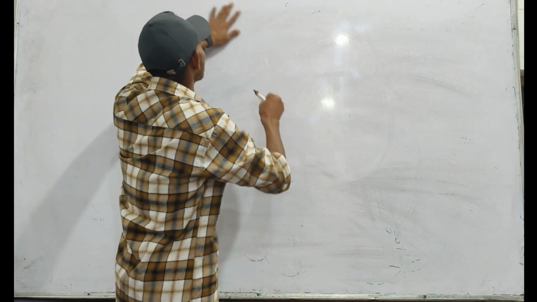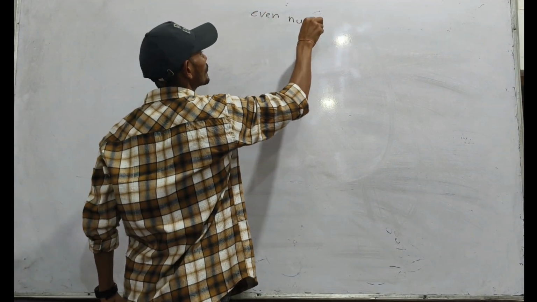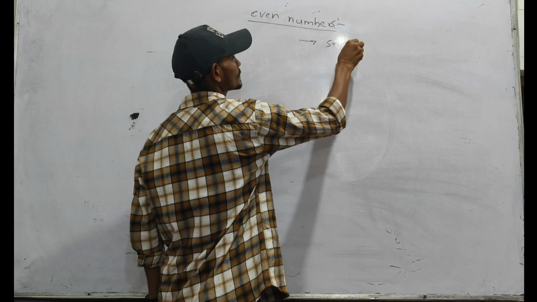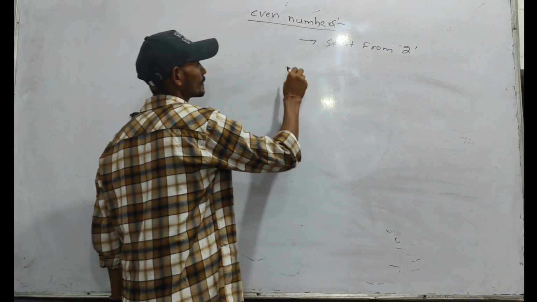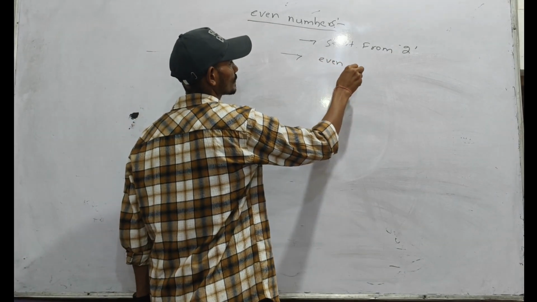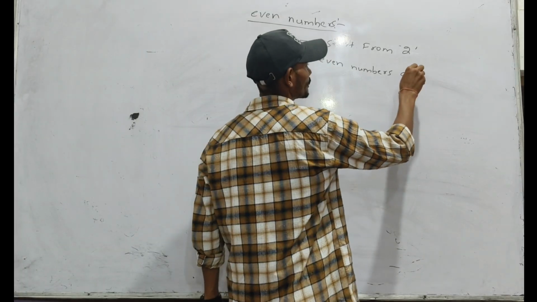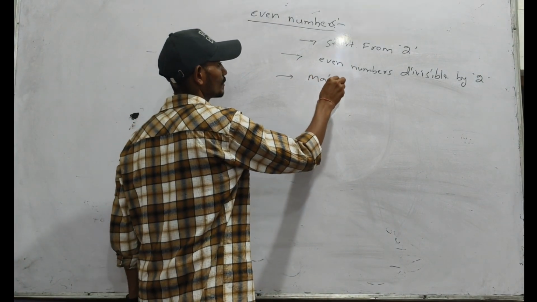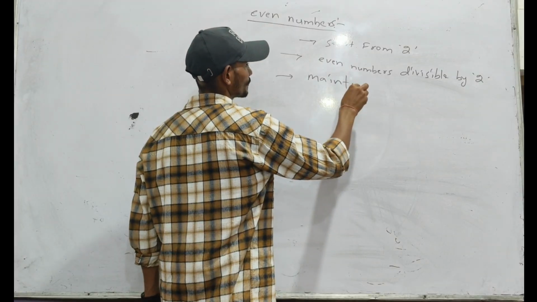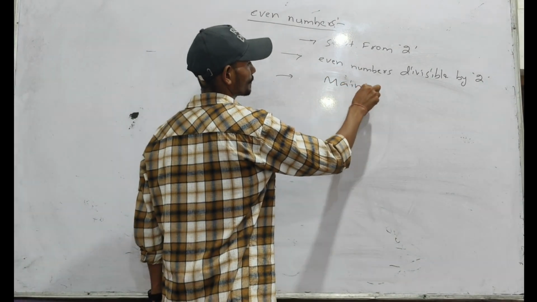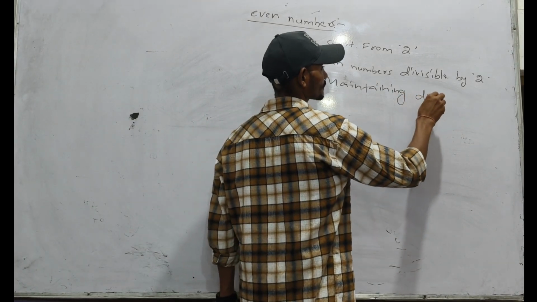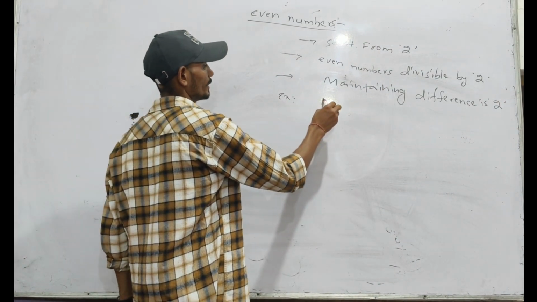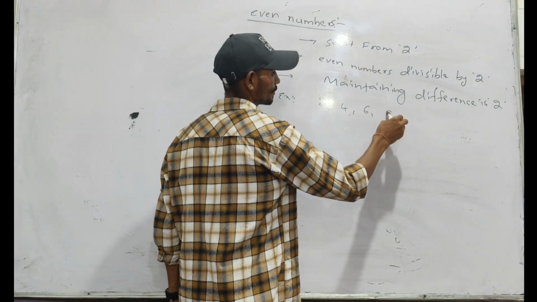Okay. Next, even numbers. Even numbers start from 2. Even numbers are divisible by 2. Next, the maintaining difference is also 2. Example, even numbers start from 2 and the maintaining difference is also 2.